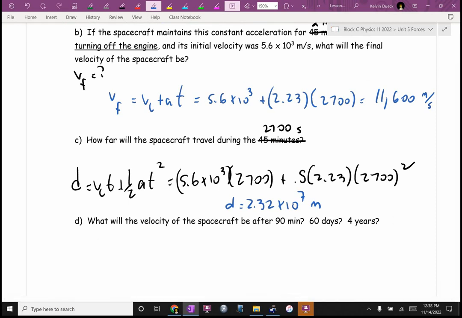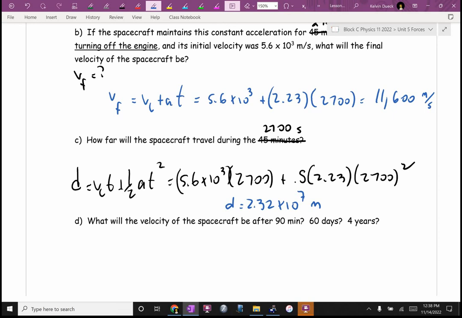What will the velocity of the spacecraft be after 90 minutes or 60 days or 4 years? Noah, what's the answer, my friend? Too slow. Brendan, what's the answer, my friend? Too slow. Callie, what's the answer, my friend? No, it's not zero. Yes, we shut off the engine. Does that mean we come to a stop?